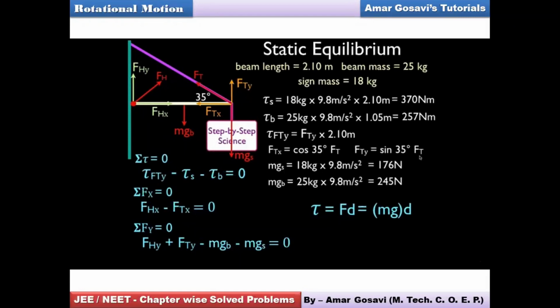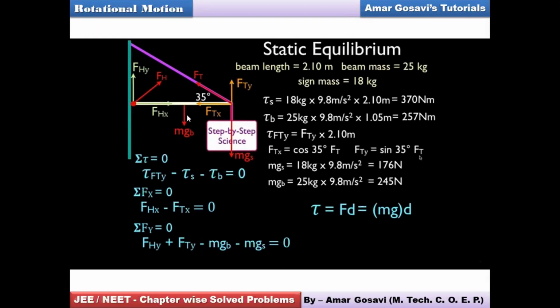All right, so here you can see because of this mgs, this will create a moment at this point. So that is tau s, that will be 18 into 9.8 into 2.1, this distance, so it comes out to be 370 newton meter. Torque because of beam: the mass of the beam is 25 kg, but it is acting at the center. So at the center, half of the distance will be active, so 2.1 divided by 2 comes out to be 1.05.